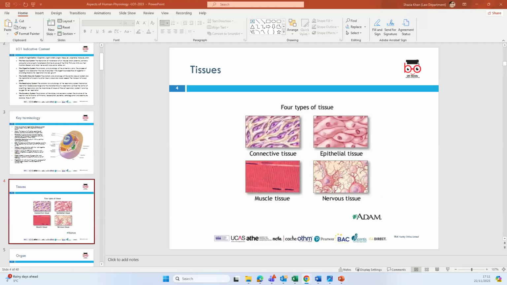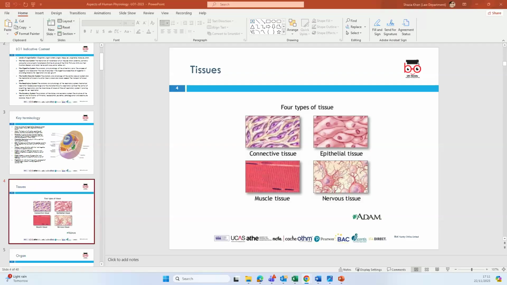The first one is the connective tissue, and that is there to literally support, protect, and bind other tissues and organs. Examples could be things like the bones, the blood, the cartilage. Then we've got the epithelial tissue, which covers the external and internal surfaces of the body, lines cavities and passageways, and forms glands. That could be things like the skin and the lining of the digestive tract.